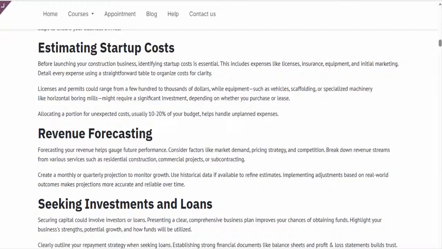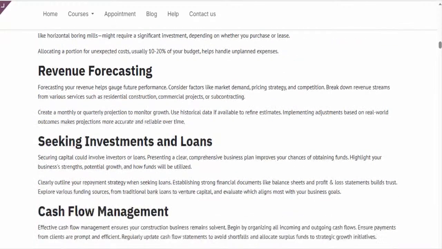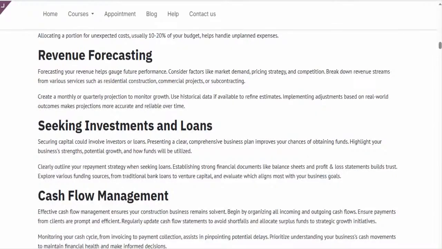Revenue forecasting. Forecasting your revenue helps gauge future performance. Consider factors like market demand, pricing strategy, and competition. Break down revenue streams from various services such as residential construction, commercial projects, or subcontracting. Create a monthly or quarterly projection to monitor growth.